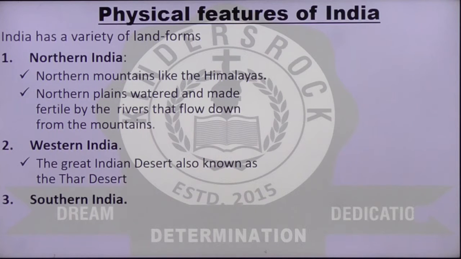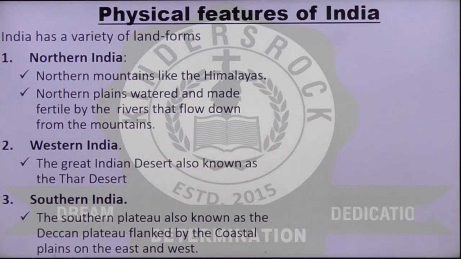Southern India. The southern plateau, also known as the Deccan Plateau, is flanked by the coastal plains on the east and the west. So what is a plateau? A plateau is basically a tableland, a land which is a little higher than the plains. So in the south we have a plateau which is called Deccan Plateau. Remember that it is Deccan Plateau.